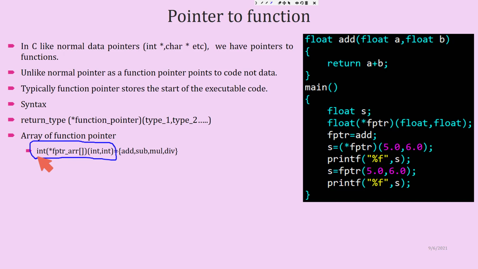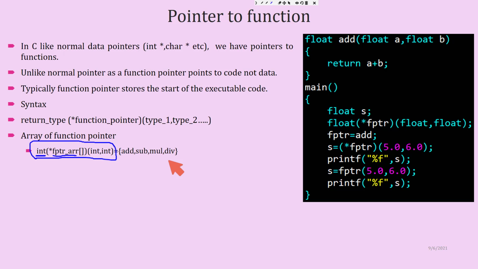Same pattern means every function will have the same return type. That return type has to be written here. Then star fptr, that is an identifier. Since it is an array, we have given a box bracket. Then we have to pass the arguments. That means this add, sub, mul, div, everything will have two arguments of type integer.